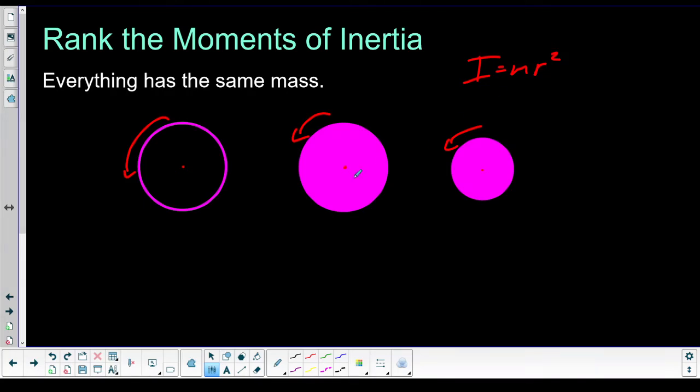How far is it from the axis of rotation? So this one, all of our mass is on the very edge. Okay. This one, we've got some mass on the edge, right? But then I've got all this mass in there, not on the edge. So some of this mass has been redistributed closer to the axis of rotation.